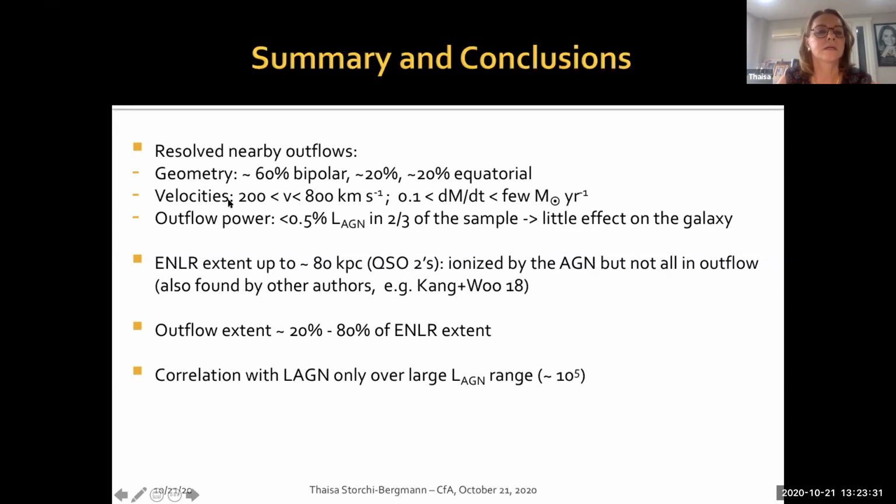These are the velocities, with mass outflow rates up to a few solar masses per year. And the outflow power in two thirds of the sample that we have studied so far is less than 0.5%, meaning that it has little effect on the galaxy. We find a very large extended narrow line region, up to 80 kiloparsecs, all ionized by the AGN, but the outflow is more compact. Sometimes the outflow is only 20% of this extent, but up to 80%. And you find a correlation with the AGN luminosity when you consider a large range of luminosities.